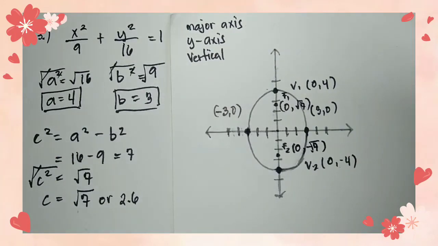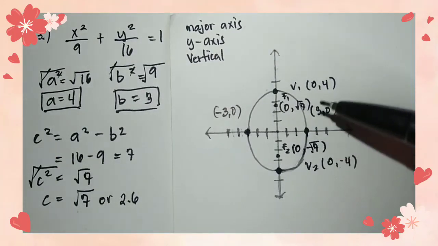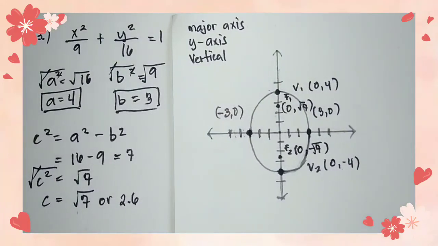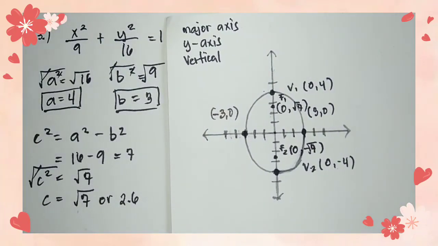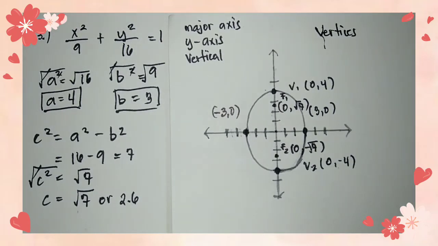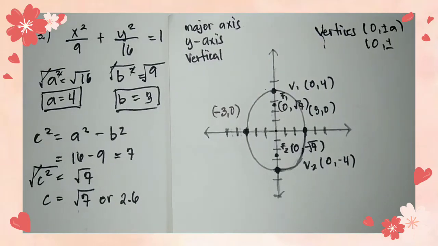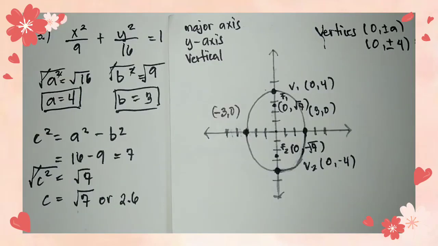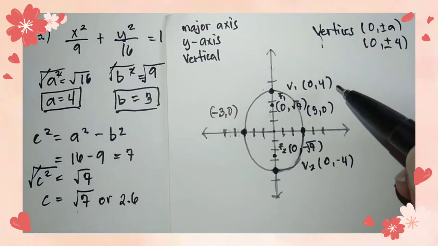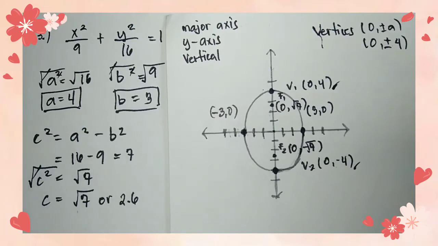Okay? So, now, let us see if tama ba yung nakuha nating coordinates using the formula for vertices, co-vertices, and foci of the vertical ellipses. So, we have vertices at 0 and positive and negative a. And our a is equal to 4. So, we have 0 and positive 4, 0 and negative 4. So, tama yung ating nakuhang coordinates.